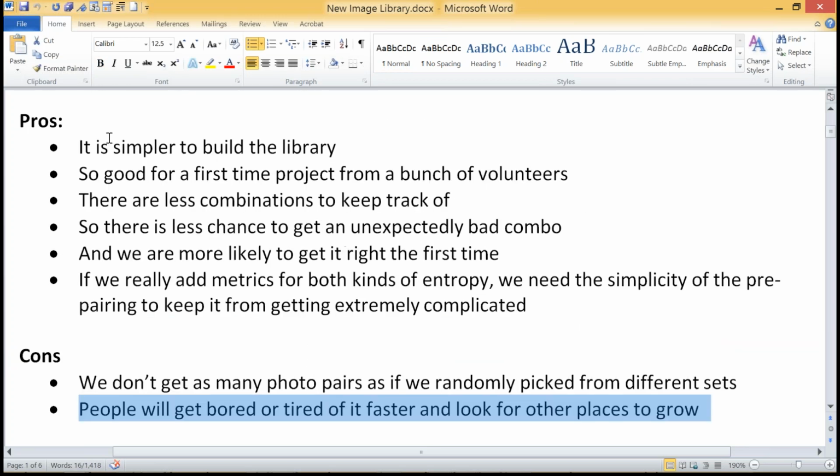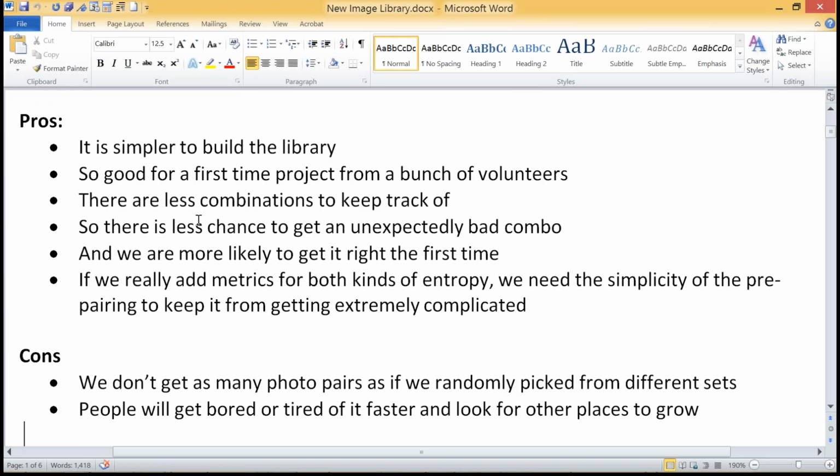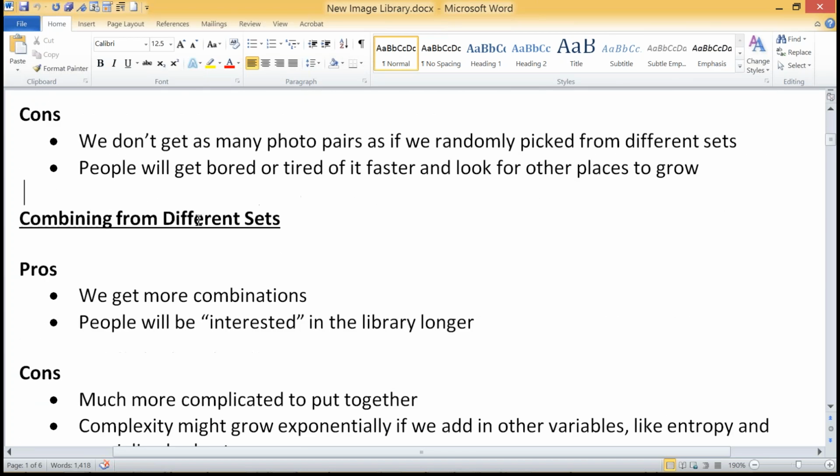Another con for pre-pairing would be that people might get bored. They might say, okay, this target always comes with this target, or people might figure it out faster or stop being effective. But I think we can make it dynamic, so that's not a problem.